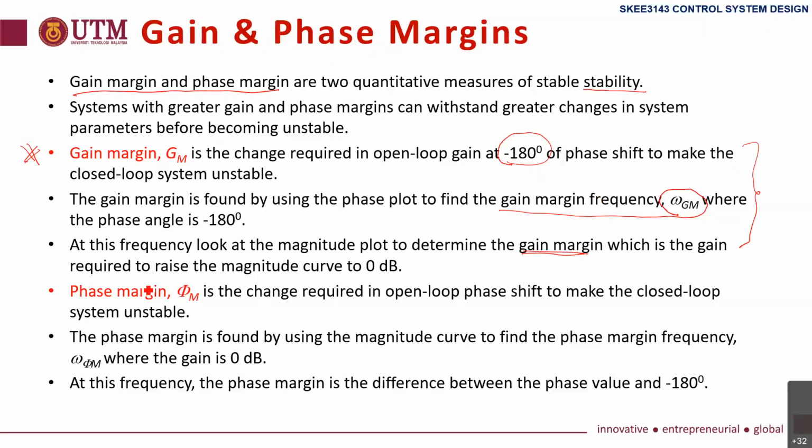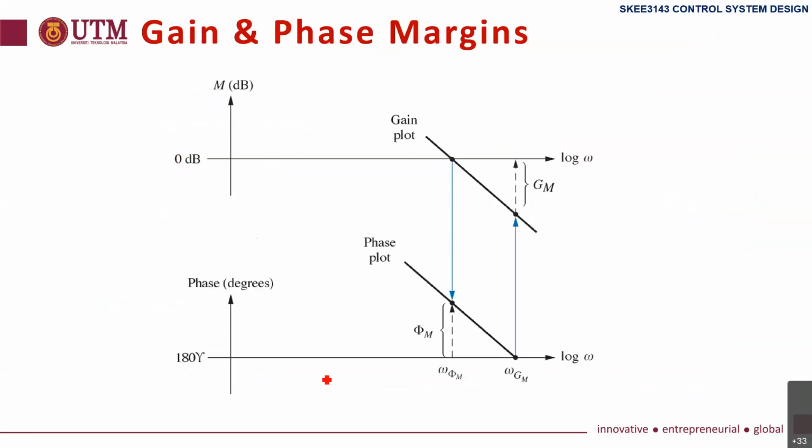Okay, phase margin, denoted by phi, which is Greek. It is obtained by looking at the frequency where the gain is 0 dB. So we look at 0 dB, and that frequency is called the phase margin frequency, omega phi m. The difference between the phase value and 180 degrees is called the phase margin. Perhaps not that apparent through this explanation. This is the one, perhaps easier to understand.